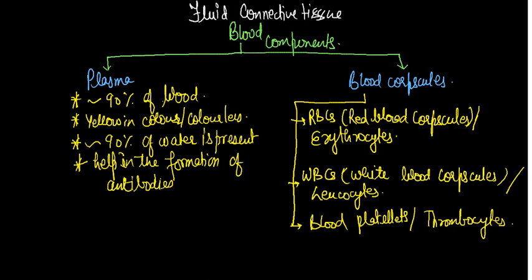So this is all about plasma and this is all about blood corpuscles. One by one we are going to discuss RBC, WBC and blood platelets. In the next slide, firstly we are going to discuss RBC, that is erythrocytes, called red blood corpuscles. In all living organisms RBCs are non-nucleated except camel and llama.